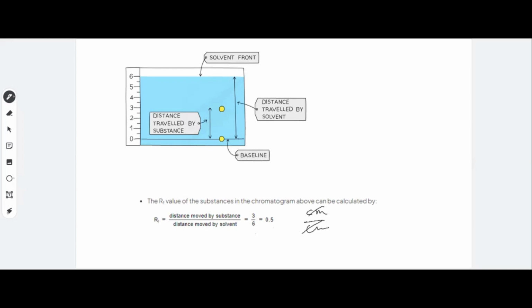Now, once you have got the RF value, you will compare it with the known data, and that's how you get to know that, okay, fine, this is the solute, this is this type of solvent. You got it?